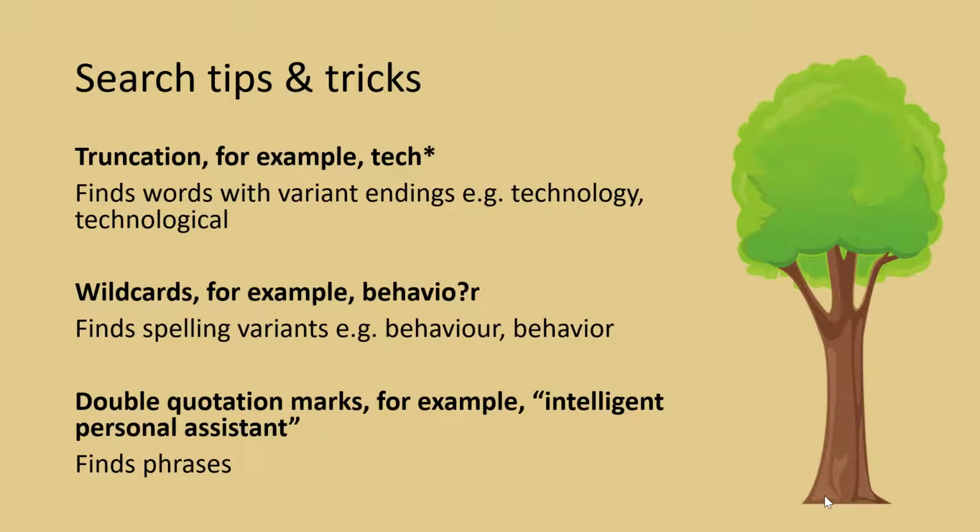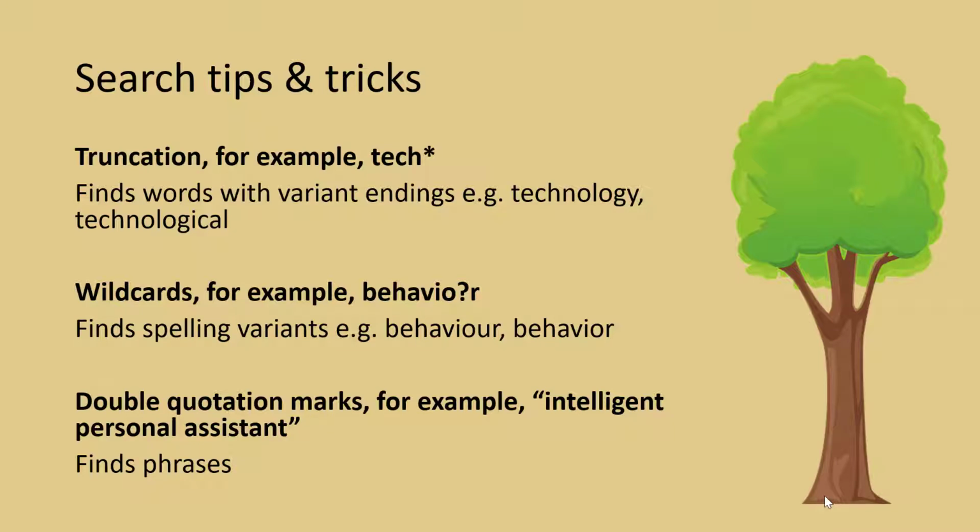So before we start to search using the databases, it's worth thinking about the search tips and tricks. These can help save time when searching. You can use an asterisk for truncation, and that can help you find words with variant endings. So if I use the term tech and an asterisk, in the database, the results that are returned will include the words technology or technological or any plural of the root word.